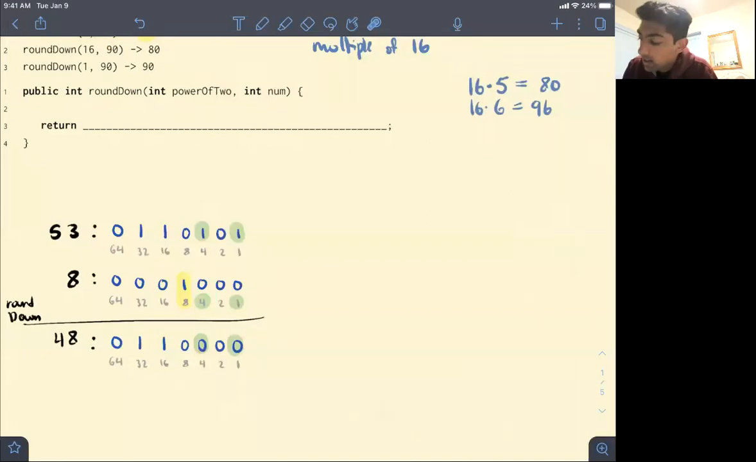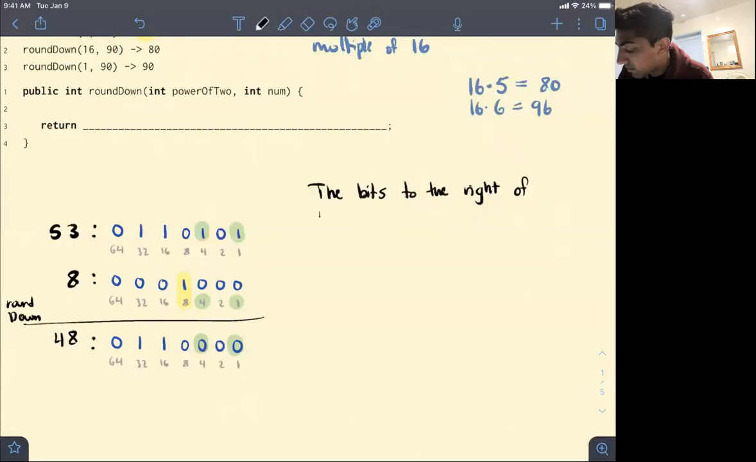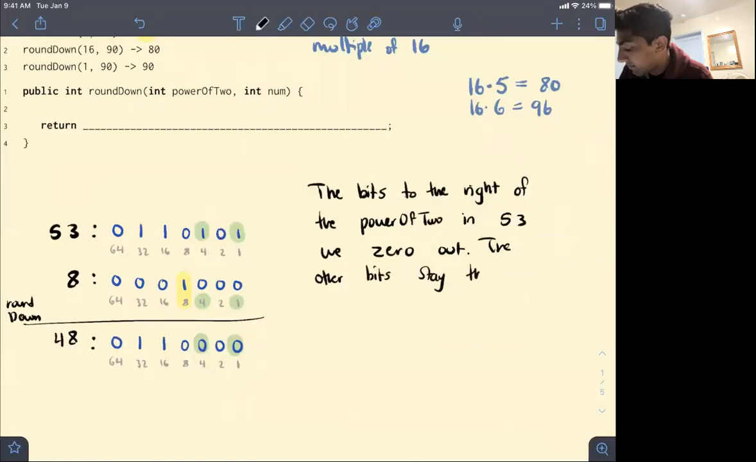So maybe writing that realization more formally, the bits to the right of the power of 2 in 53, we zero out. The other bits stay the same. So that's an example where this happened to be the case.